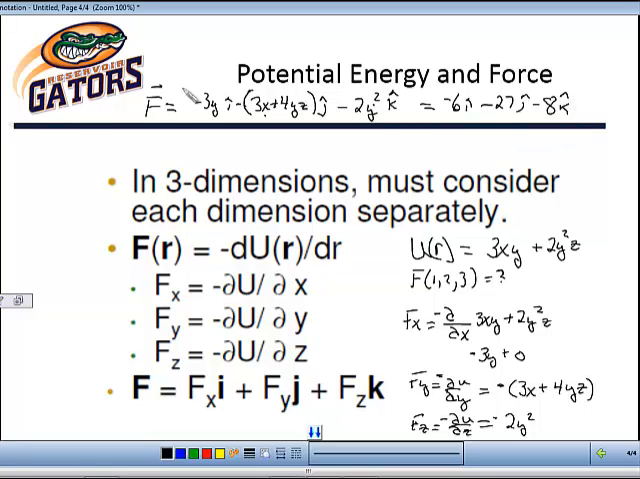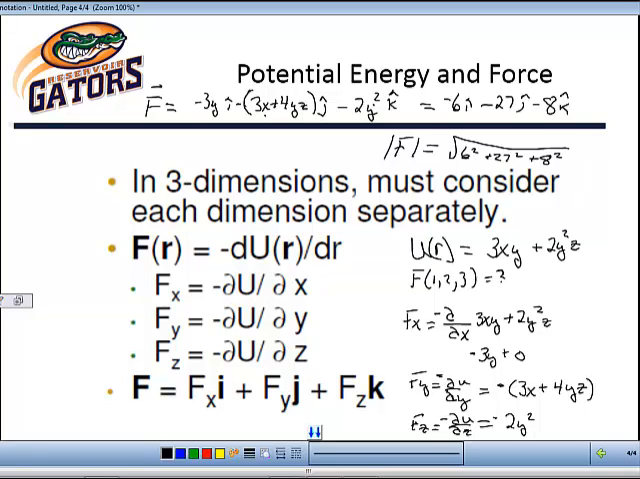Well, that's the force on an object when it's located at this position. If we wanted to find the magnitude of the force, we would use the three-dimensional Pythagorean formula. 6 squared plus 27 squared plus 8 squared, and that would give us the magnitude of the force. The ijk notation gives us the direction. It's a little fussy. You need to spend some time doing it, but it's not particularly hard. Keep track of your minus signs. You've seen me struggle with that.